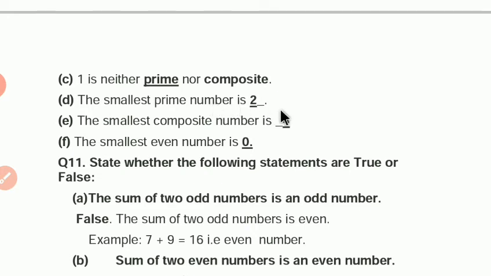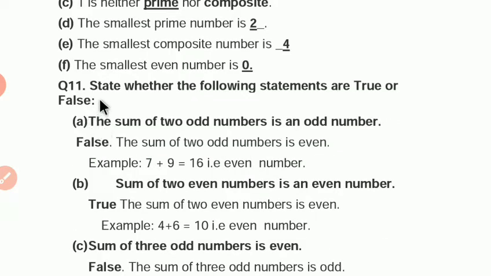Which is the smallest prime number? 2. The smallest composite number: we know that 0 and 1 are neither prime nor composite, then 2 and 3 are prime. So the composite numbers start from 4. So 4 is the smallest composite number. The smallest even number is 0.